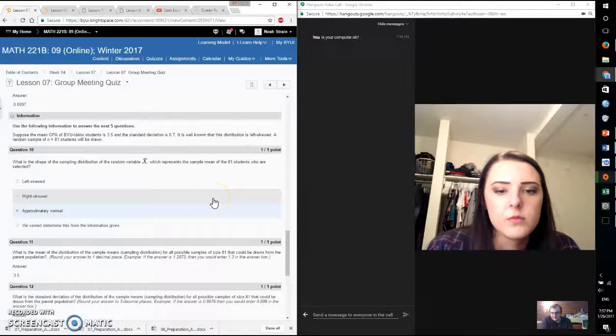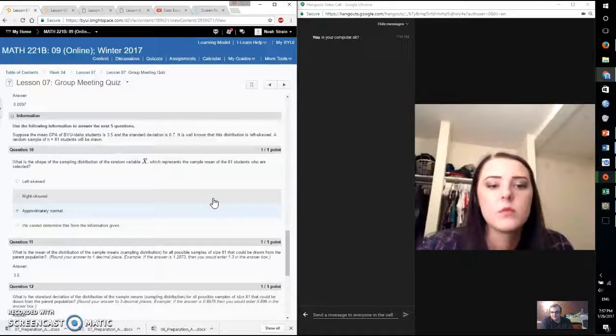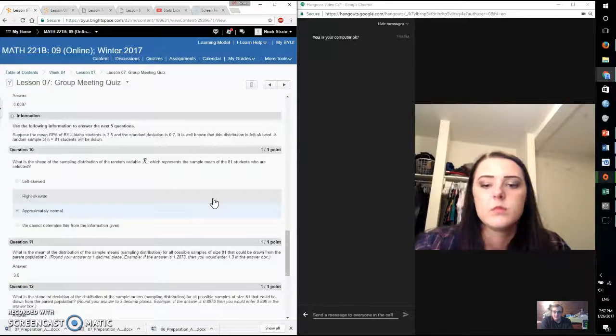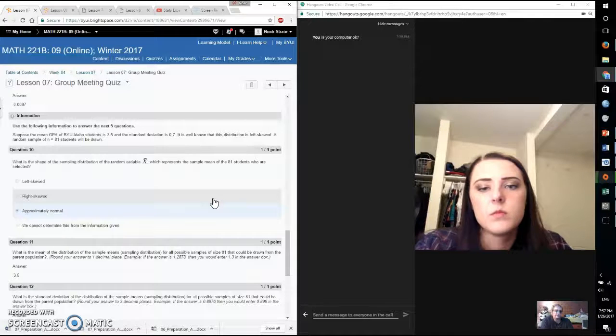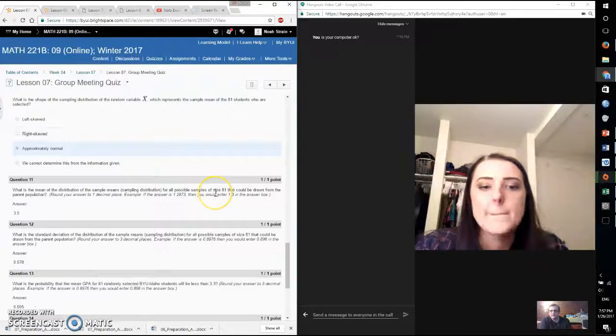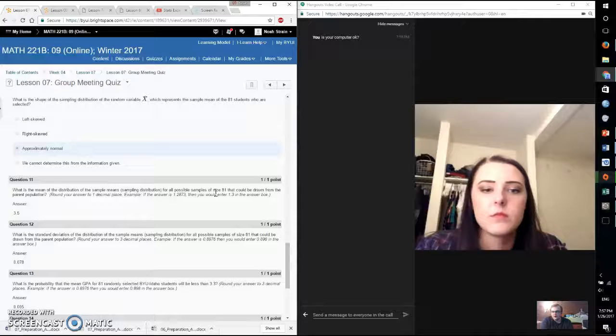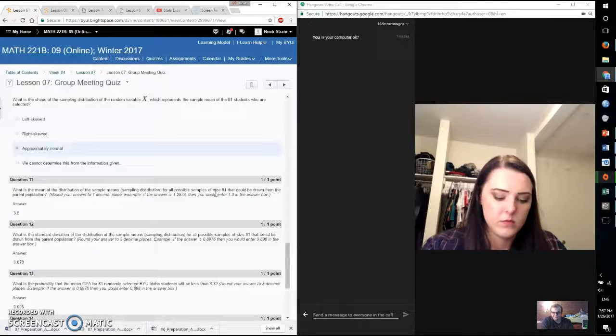Now for question 10, it says, what is the shape of the sampling distribution of the random variable x, which represents the sample mean of 81 students who are selected? Well, it's 81, which is more than 30, which we say is large enough to be normal, so it'll be an approximately normal shape. In question 11, what is the mean of the distribution of samples? Well, it says straight from the question that it was 3.5.